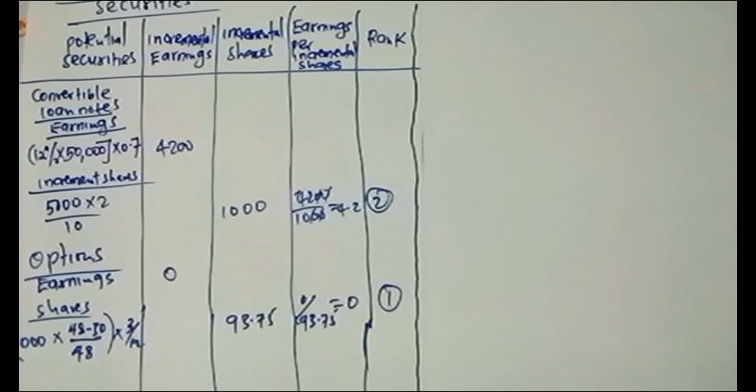You rank the securities from the risk. When I say the risk, I mean the security which has a risk effect to the basic earnings per share. That is why I did the convertible first, and then the options. I determined earnings per incremental share, and after that I ranked from the risk security.